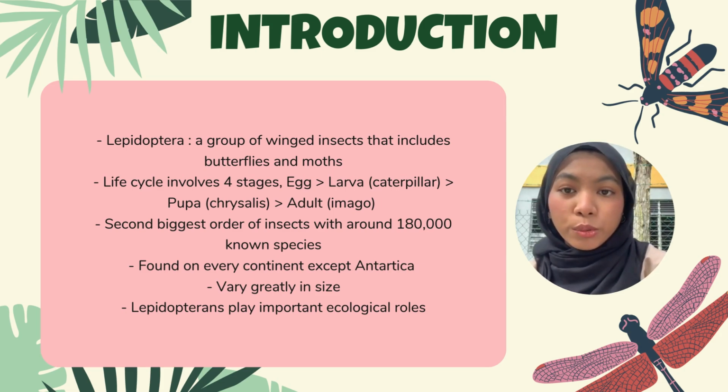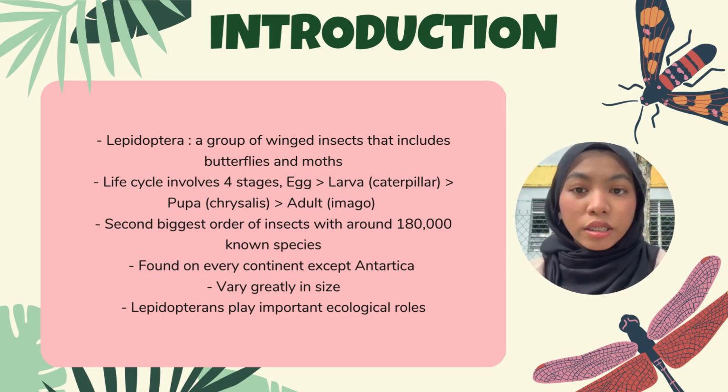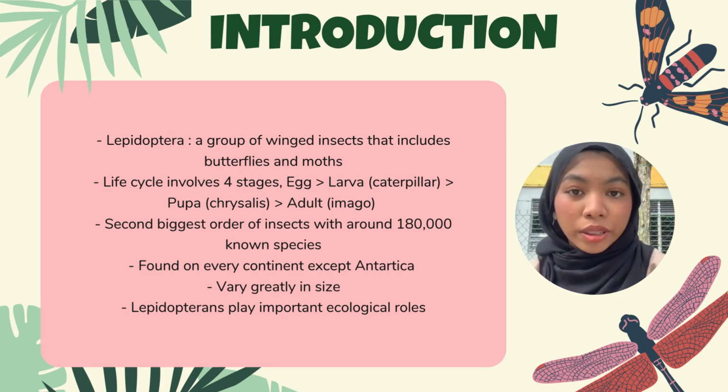I'll be explaining the introduction of Lepidoptera diversity in UiTM Tapa. Lepidoptera is a group of winged insects that include butterflies and moths. The life cycle of a Lepidoptera consists of 4 stages, which involves egg, larva, also known as caterpillar, pupa, and the last stage, which is an adult.